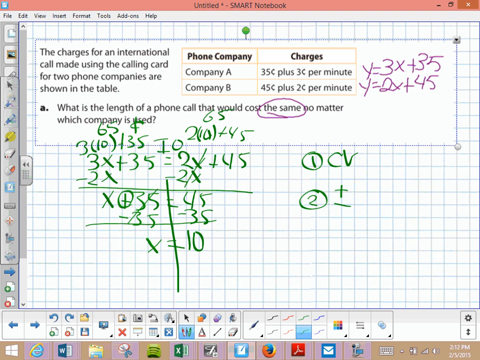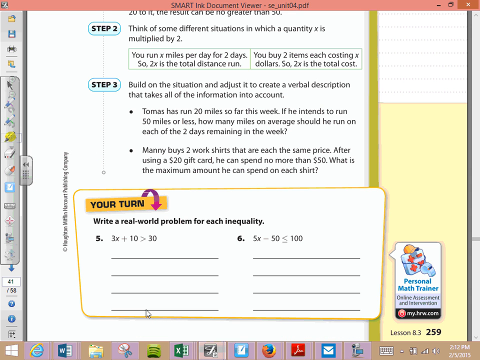So basically what they're telling us is that when you are using the phone card for 10 minutes on each company, that's when it's the same, and the price will be 65 cents. After that, it would change. So that'll be the answer. X equals 10. That's it. That's not it.